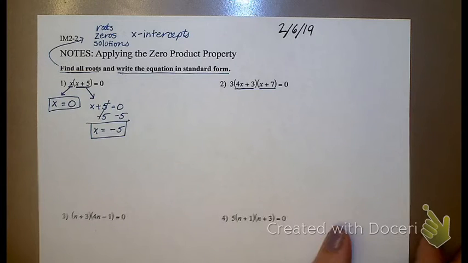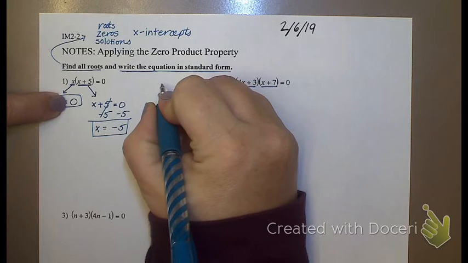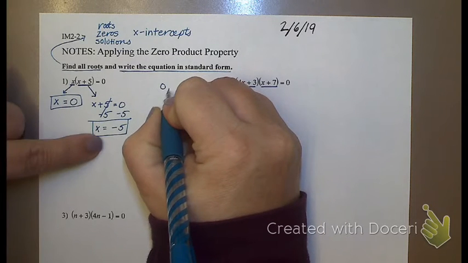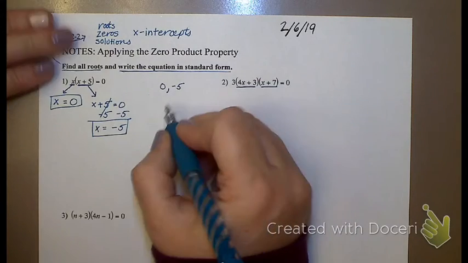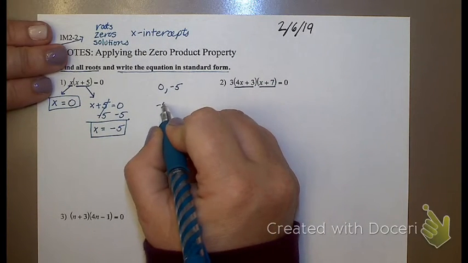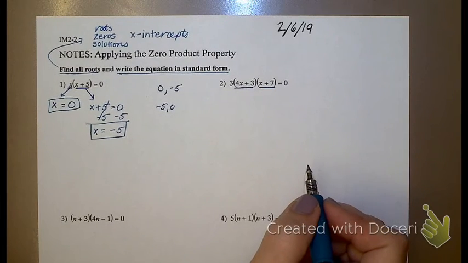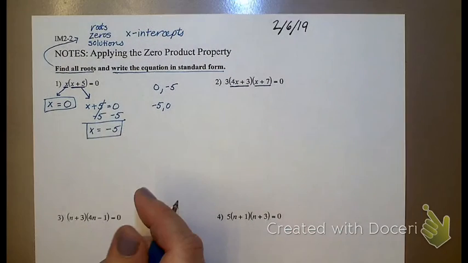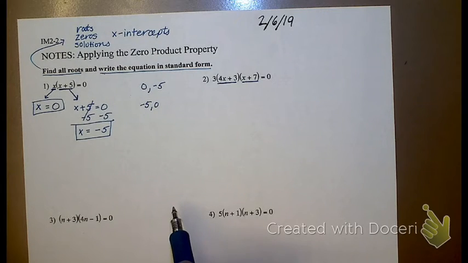Now, if you're typing the answers into a computer, all I want you to do, don't type the x equals. All I want you to do is type in 0, -5. Or if you put it in the other order, you can type -5, 0. Either way, don't worry about any spaces or anything. Just give me the two numbers. So number, number. That's it for finding all the roots. That's all I need to do.